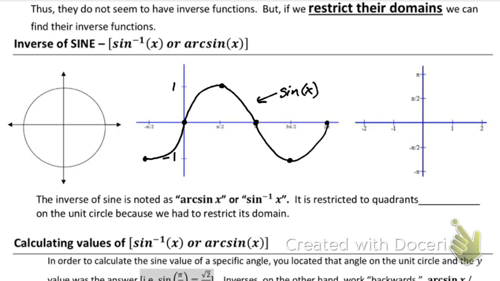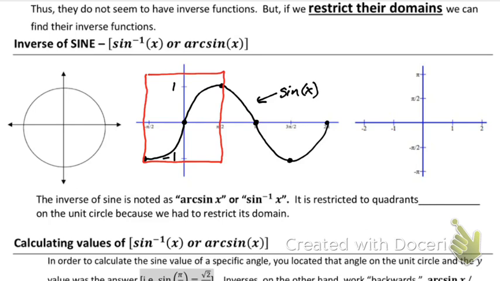Just graphing one cycle of it, we can see that it doesn't pass the horizontal line test. It would hit twice. In fact, it would hit an infinite number of times because this just keeps going up and down. So what we did as mathematicians is we said, okay, if it doesn't pass, we'll just chop it off. We'll just chop off a section of it and say, well, that little section right there is invertible. That is invertible. It passes the vertical and the horizontal line test.